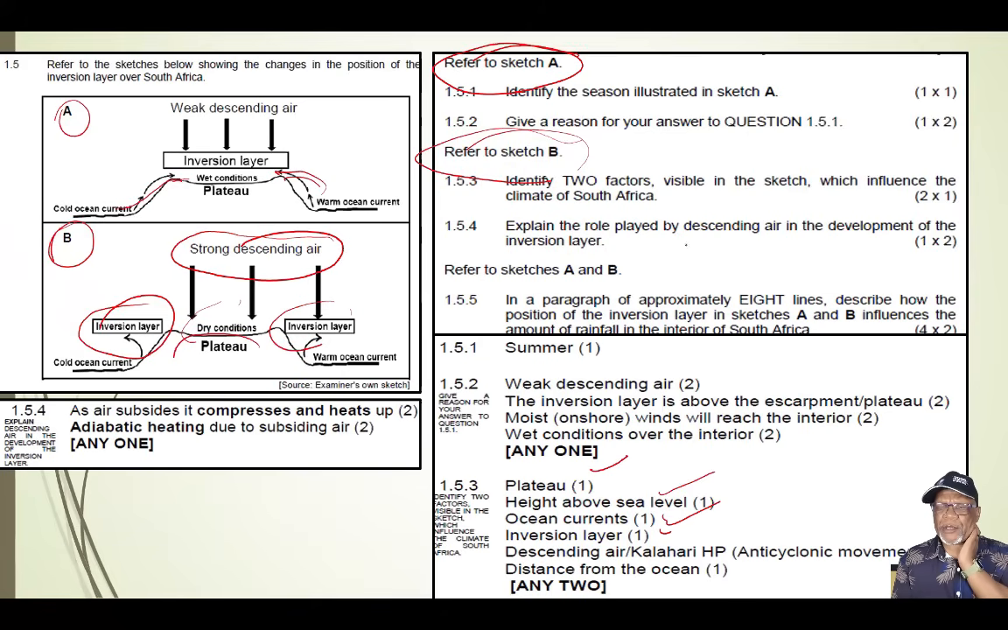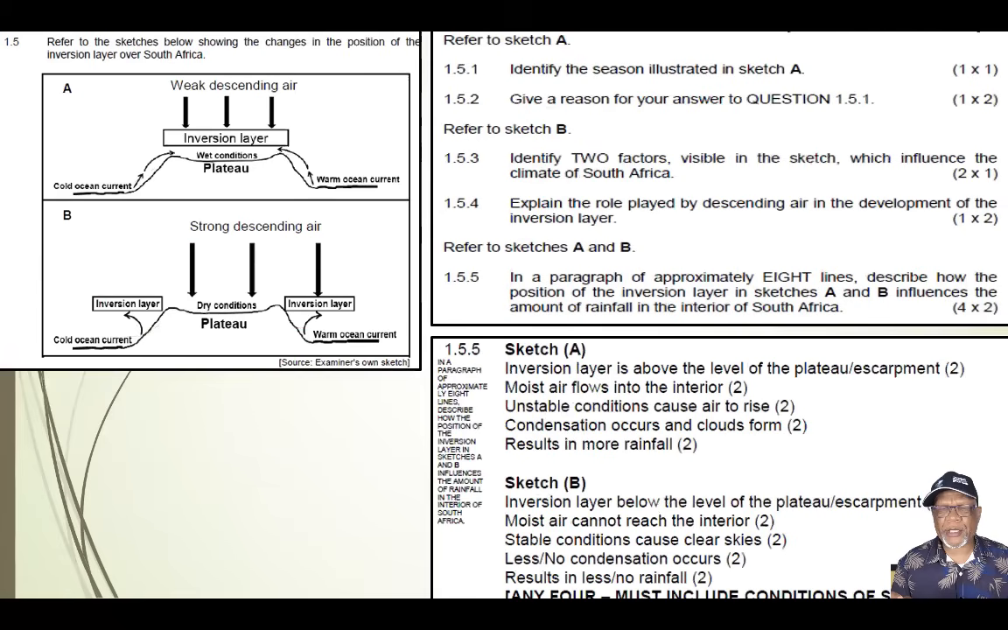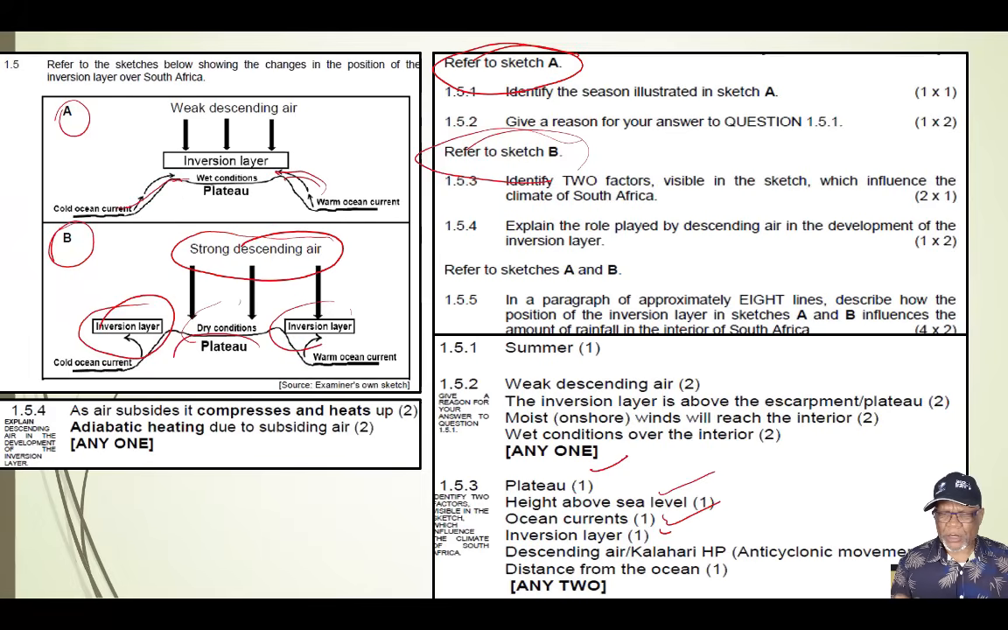Explain the role played by descending air in the development of the inversion layer. What role is played by descending air in the inversion layer? Air subsides, it compresses and heats up. Subsiding air compresses and heats up, and this is adiabatic heating due to subsiding air.